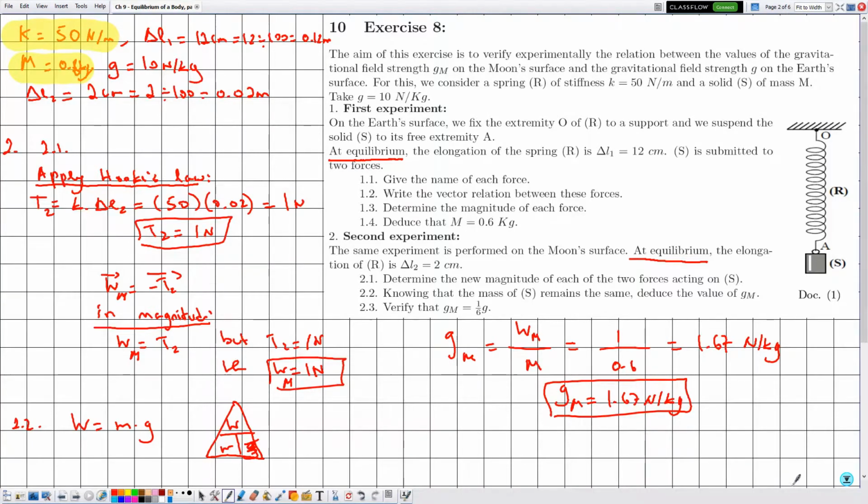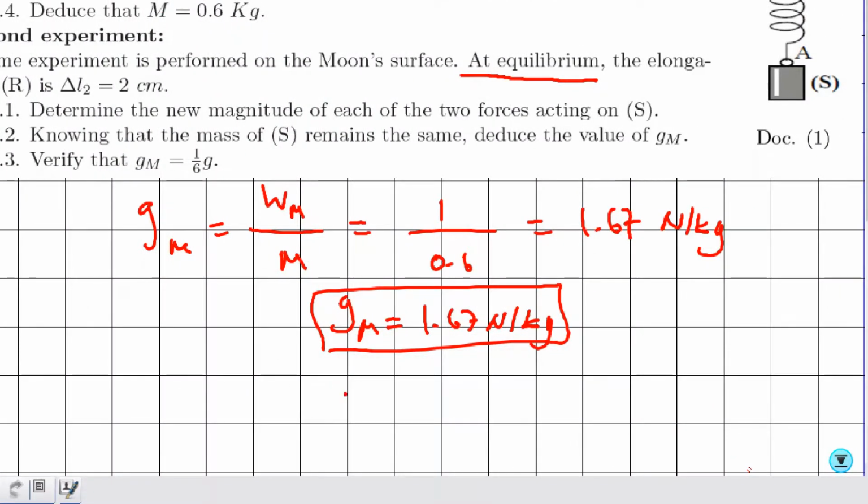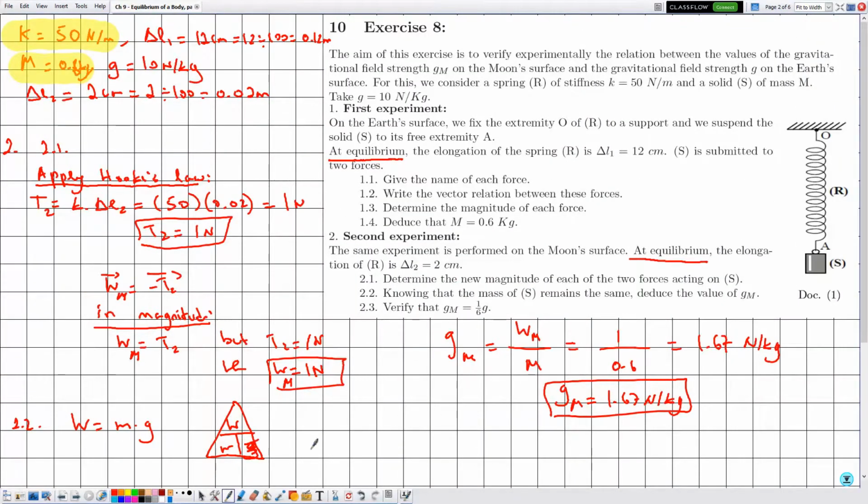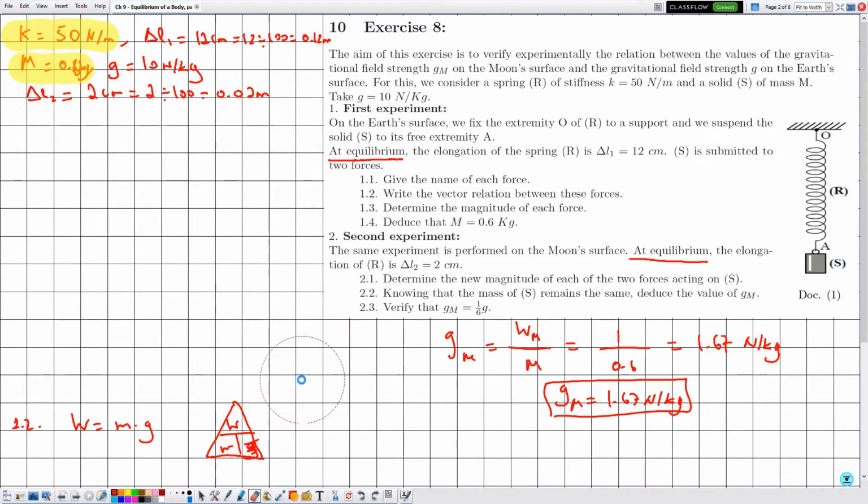Now, if you compare the values of Gm and Ge, or G on Earth, what do we notice? We notice that each kilogram on Earth is being acted by 10 newtons, whereas each kilogram on the moon is being acted by 1.67. This reflects the fact that gravity on Earth is much stronger than that of the moon. Now let's determine by how much.